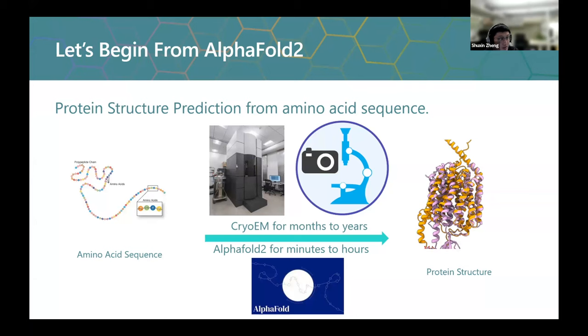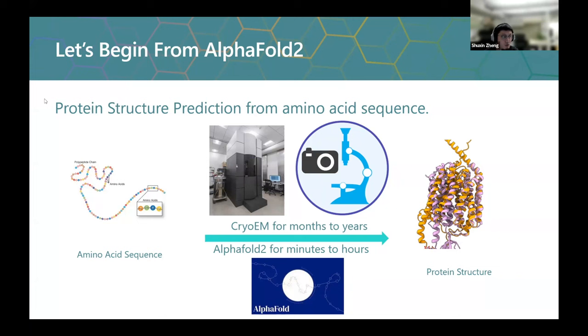So here is AlphaFold 2. We all know that it, developed by DeepMind, has achieved unprecedented accuracy and speed in predicting protein structure from amino acid sequence. It used a deep learning neural network to learn the pairwise distance and orientation between every pair of amino acids and to optimize the 3D structure that satisfies these constraints.